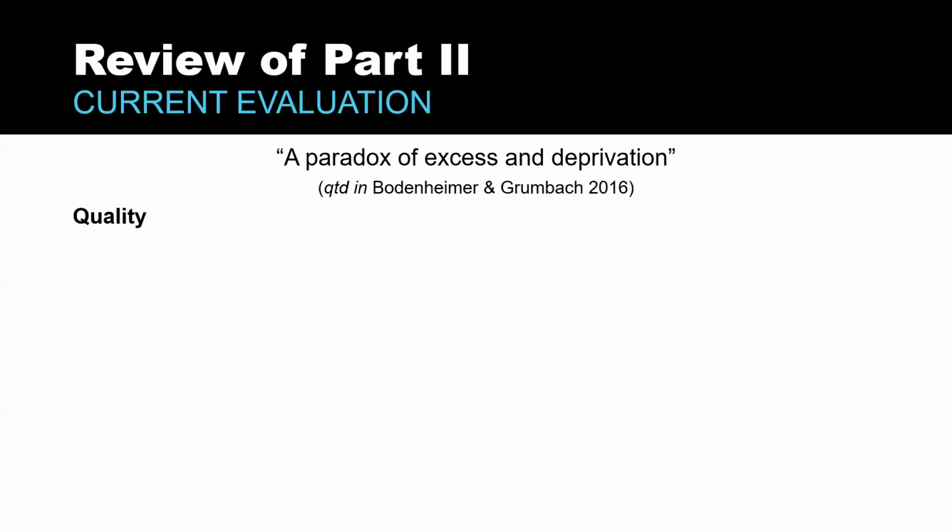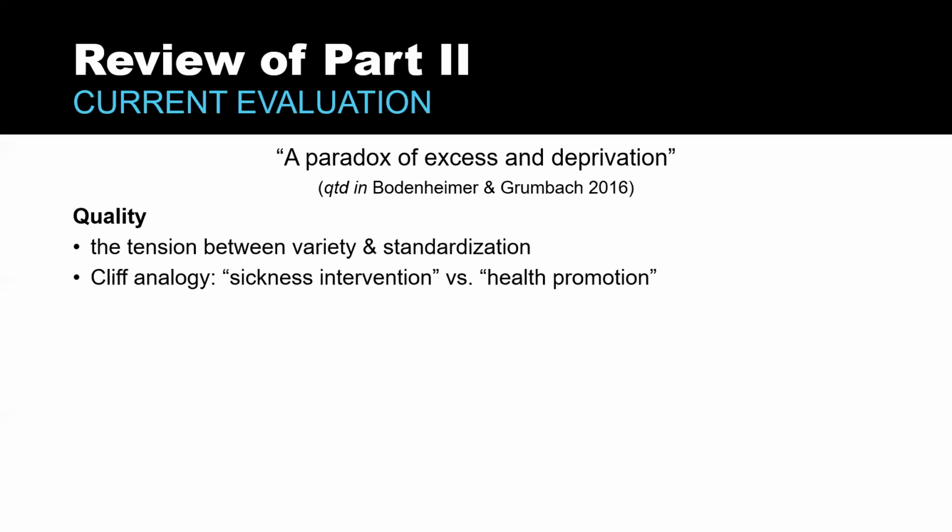So under the quality section, we talked about the tension between variety and standardization. I also explained the cliff analogy to show that America is a little bit more of a sickness intervention than a health promotion system. And we talked about the lower health outcomes of Americans compared to other developed countries with universal medical coverage.